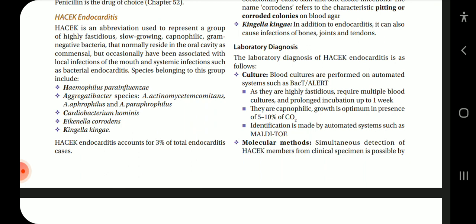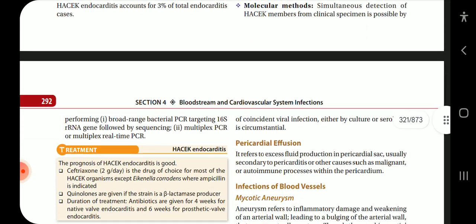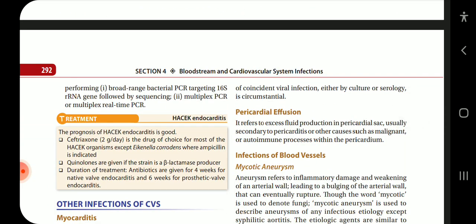In molecular methods, simultaneous detection of HACEK members from the clinical specimen is possible by performing a broad-range bacterial PCR targeting the 16S rRNA gene followed by sequencing, multiplex PCR, or multiplex real-time PCR. For treatment, the prognosis of HACEK endocarditis is good, and ceftriaxone 2 gram per day is the drug of choice for most of the HACEK organisms, except Eikenella corrodens, where ampicillin is indicated. Quinolones are given if the strain is a beta-lactamase producer. Antibiotics are given for 4 weeks for native valve endocarditis and 6 weeks for prosthetic valve endocarditis.